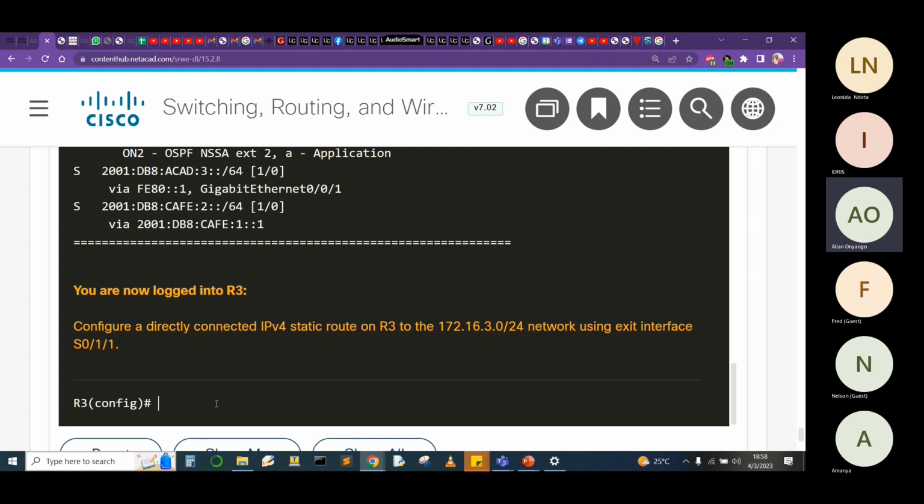So we say ip route, and put the network 172. In the exam, you'll not be given this network, so you must know how to identify your remote networks. That is the number one thing. They'll never give you the static route on R3 to this network. You just need to know the remote networks of that R3. Sometimes they give you, sometimes they don't, but you need to know where to get them.